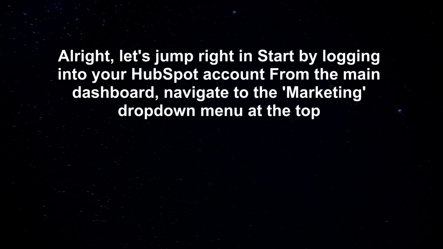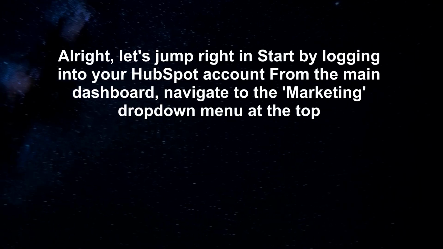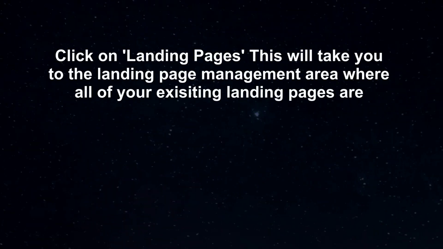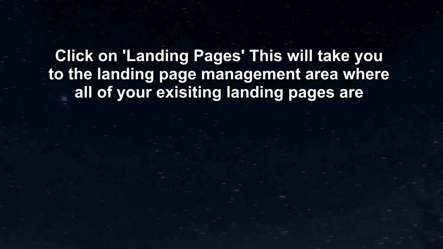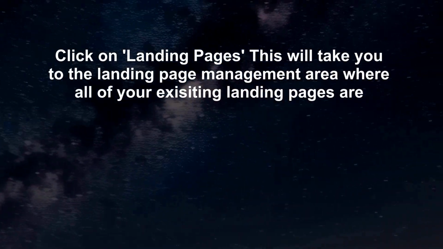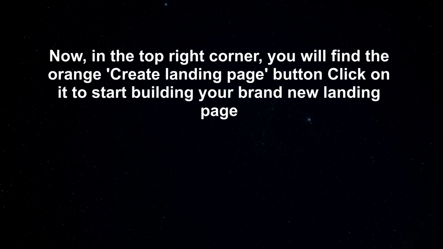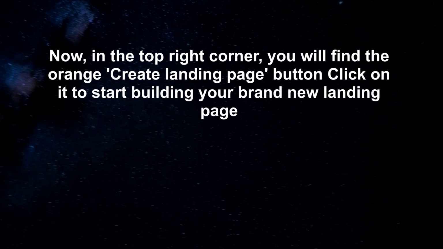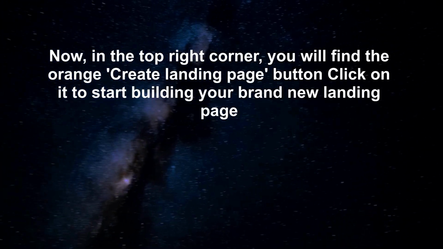Start by logging into your HubSpot account from the main dashboard. Navigate to the marketing drop-down menu at the top. Click on landing pages. This will take you to the landing page management area where all of your existing landing pages are. Now, in the top right corner, you will find the orange Create Landing Page button. Click on it to start building your brand new landing page.